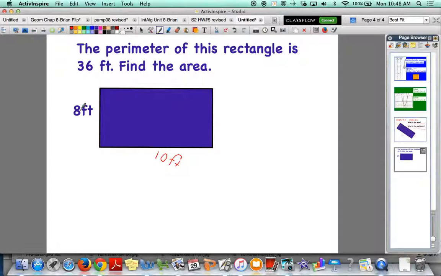So in the investigation in a few minutes, be thinking about that. If you know one length and you know the perimeter, well, one length and one width will be half the perimeter, just like 2 lengths and 2 widths would be the entire perimeter. And then we can multiply those together to get the total area, which again was 80 square feet.